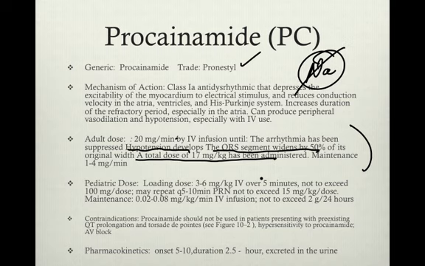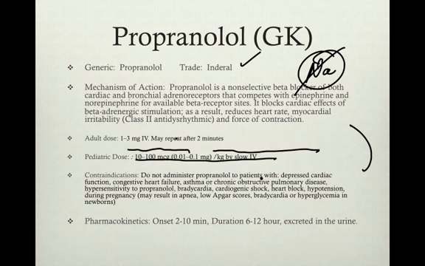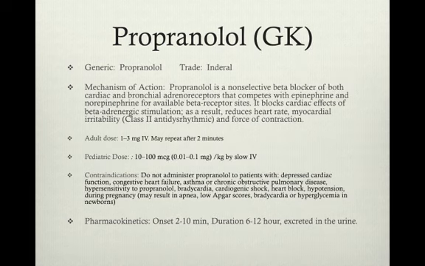Contraindications: procainamide should not be used in patients presenting with pre-existing QT prolongation and torsades de pointes, hypersensitivity to procainamide or AV block. Pharmacokinetics: onset in about 5 to 10 minutes and a duration of 2.5 hours. And it is excreted in the urine.